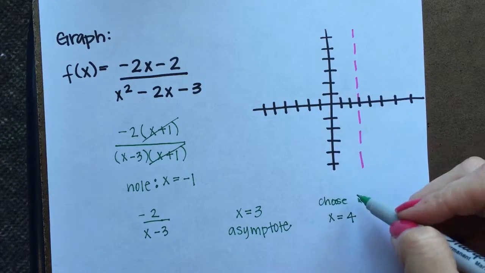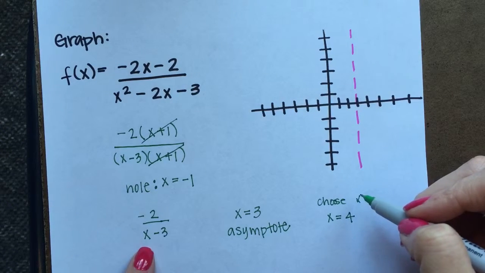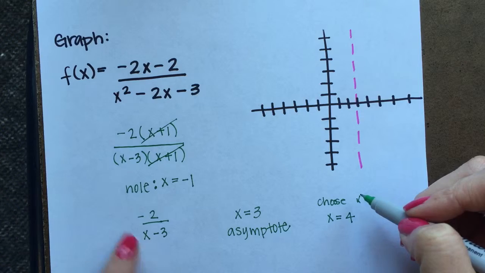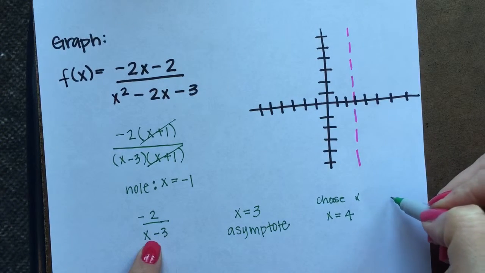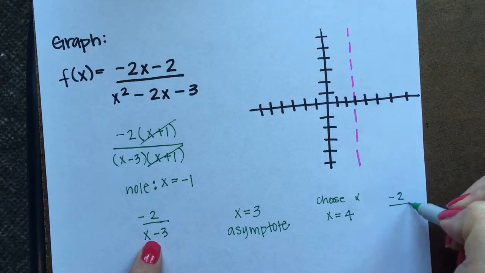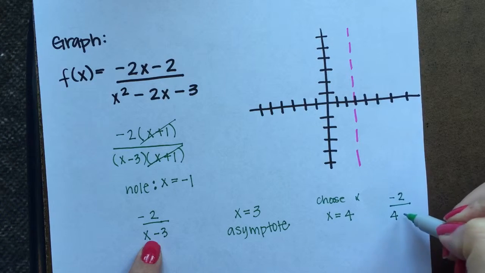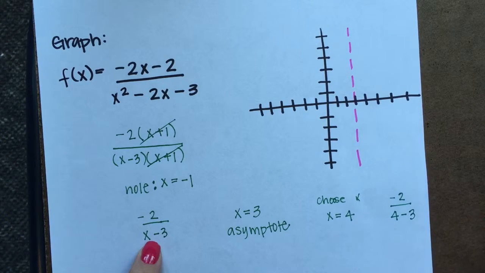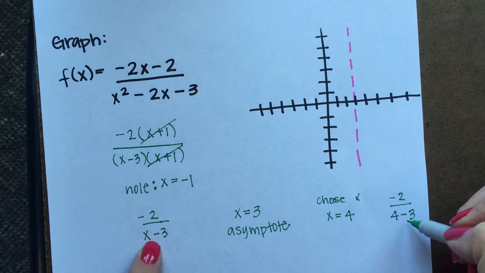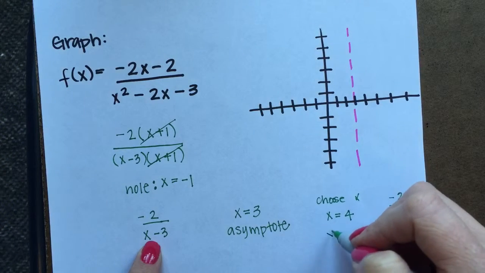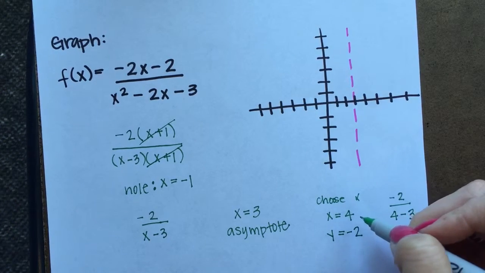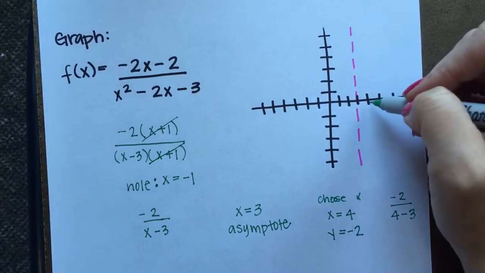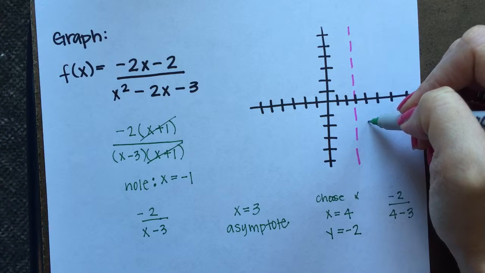I'm going to substitute 4 in for my simplified function, the one after I've canceled. I'm going to substitute 4 in here and get negative 2 over 4 minus 3. Negative 2 over 1 is negative 2. So when x is 4, y is negative 2. That's a point down here.